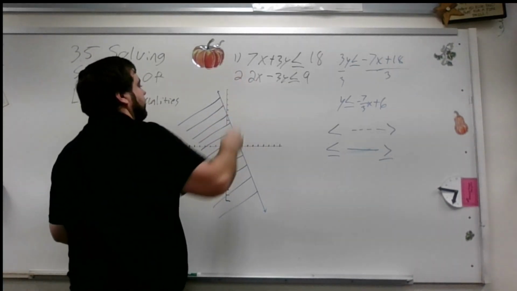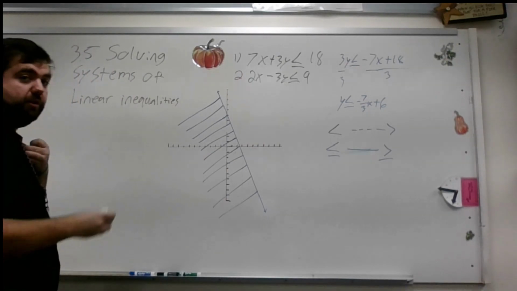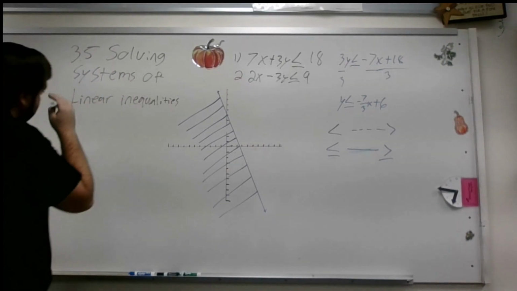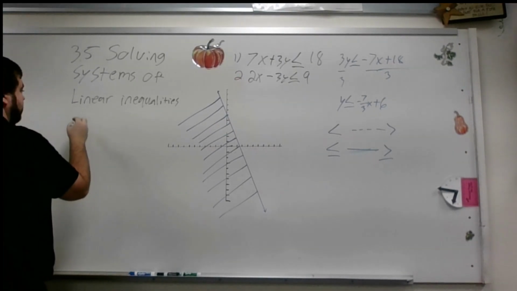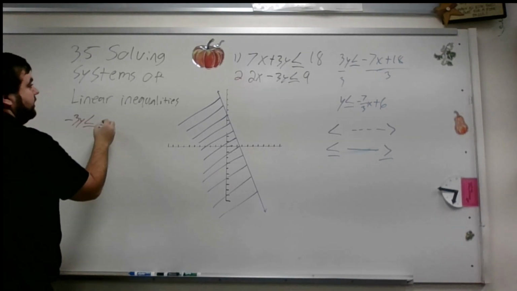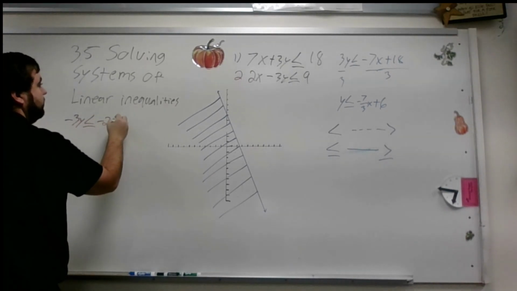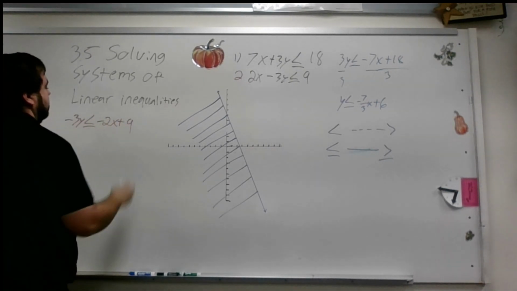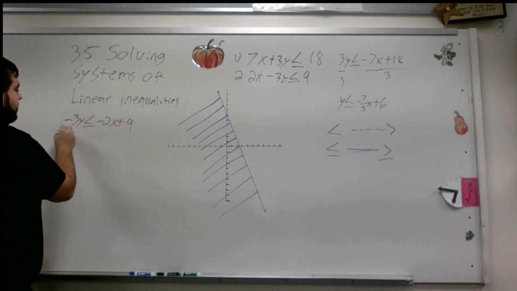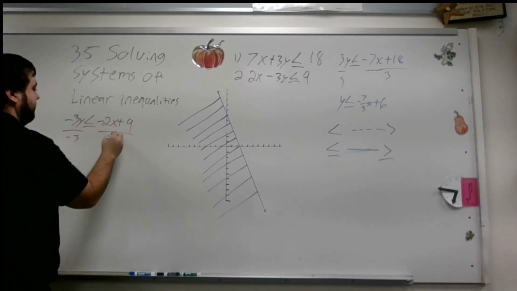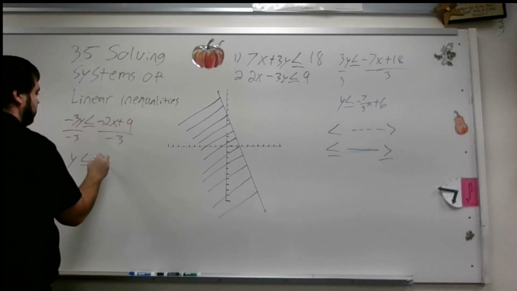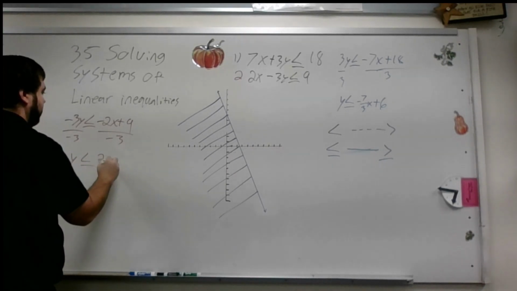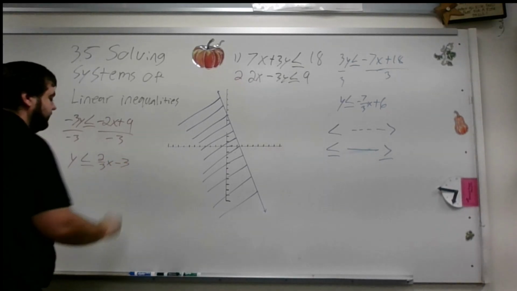Let's move on to 2. I'll solve this one over here, so I have some room. So I solve for y, right? If I subtract 2x from both sides, I get negative y less than or equal to negative x plus 9. Divide by negative 3. Get y less than or equal to 2/3 x minus 3. Right?